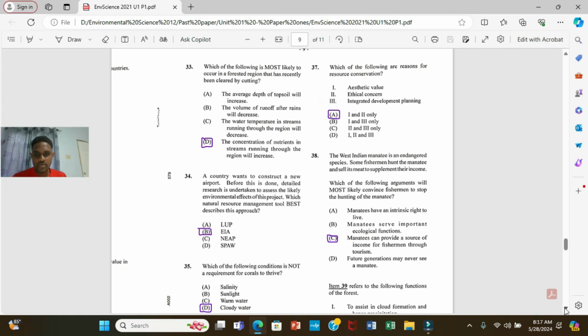34. A country wants to construct a new airport. Before this is done, detailed research is undertaken to assess the likely environmental effect of this project. Which natural resource management tool best describes this approach? It is B, EIA, Environmental Impact Assessment. 35. Which of the following conditions is not a requirement for coral to thrive? And that's D, cloudy water.